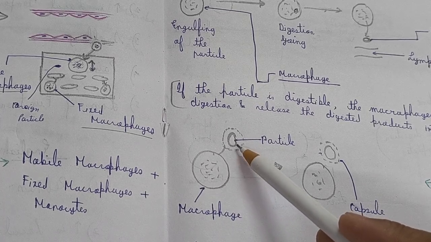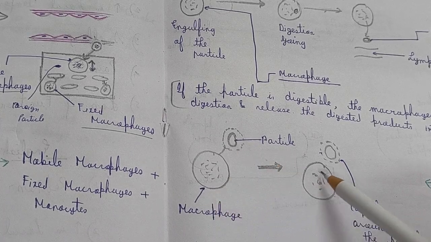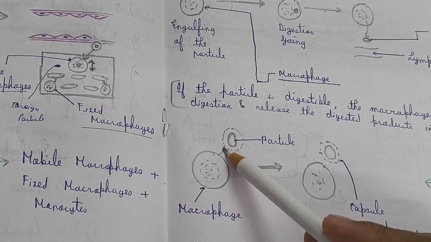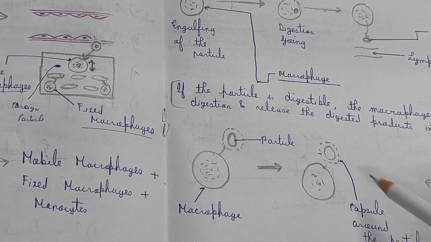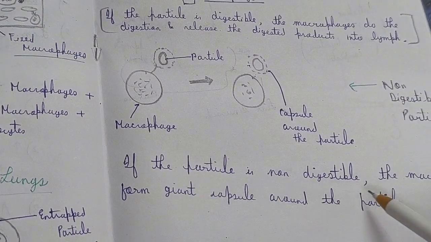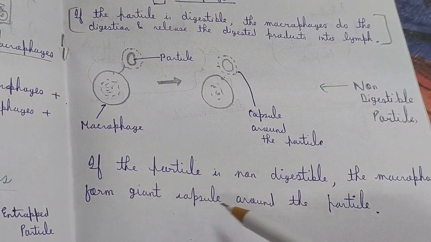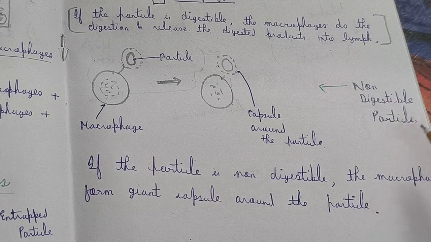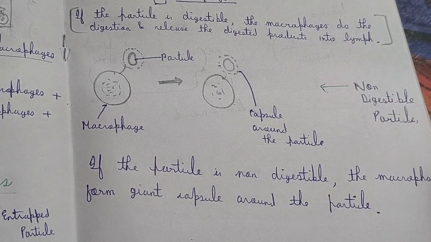Now if the particle is non-digestible, this is the particle to be phagocytosed or killed, and this is the fixed macrophage. In this case, it forms a giant capsule around the particle. So if the particle is non-digestible, the macrophages form a giant capsule around the particle. This is mentioned in the book also.